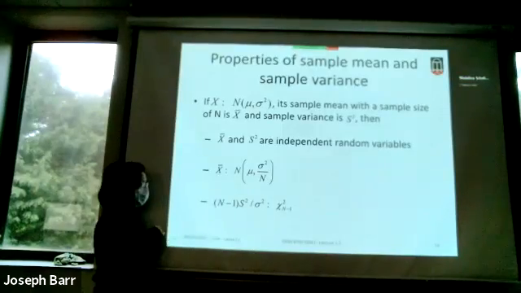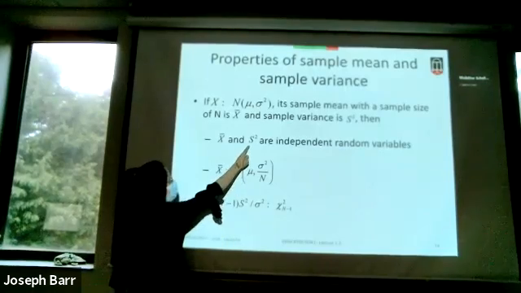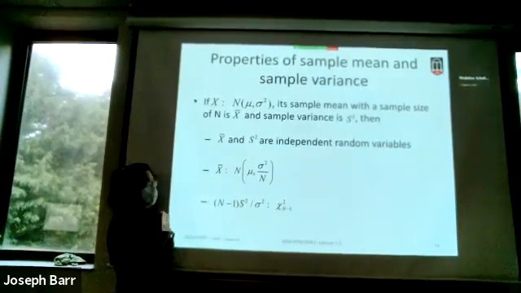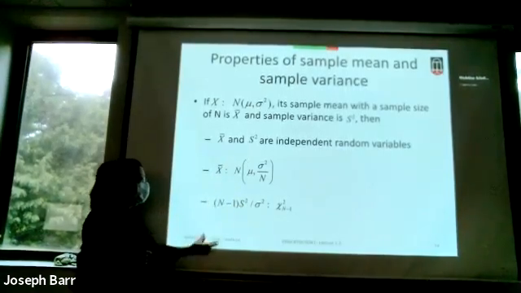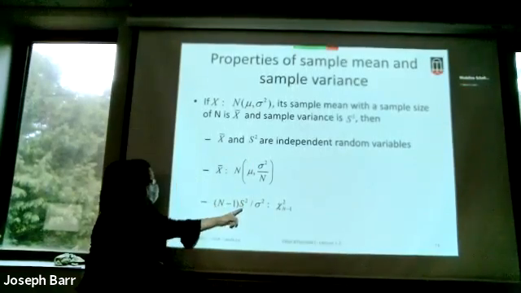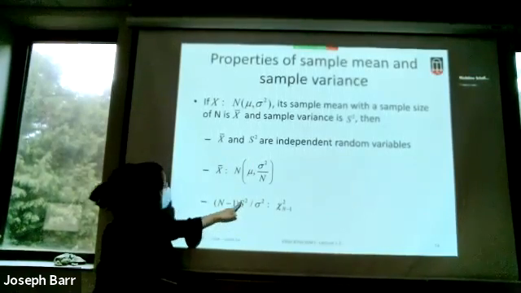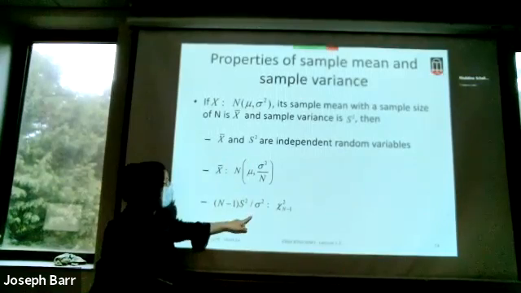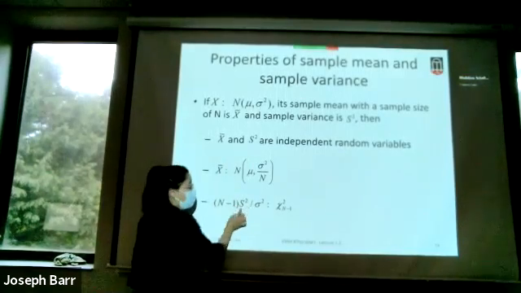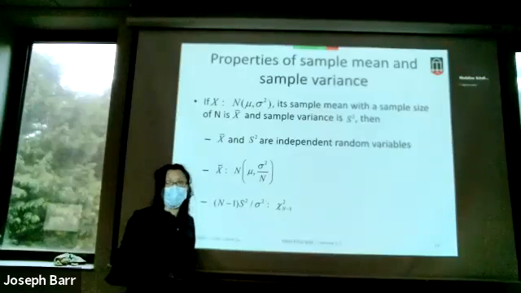Also, we have another good property. This is the sample variance times n minus 1, the top part, divided by the population version of the variance. This is the sample version, and this is the population version. So if you take the ratio, this ratio follows the chi-square distribution.